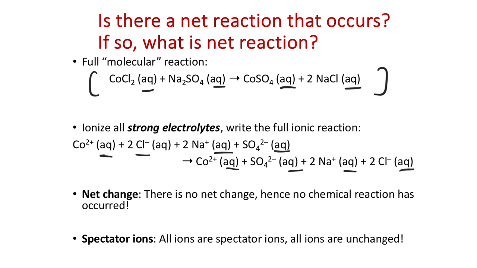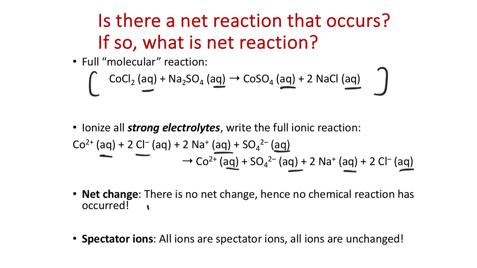There's no net change going on in this reaction. So it's kind of like the physical change versus chemical change. There's no chemical change going on here. So I need to change the chemical nature by forming a compound that simply doesn't become water soluble. So no net change here has occurred. We call these ions spectator ions when they don't change during the course of the reaction. All the ions present are what we call spectator ions.